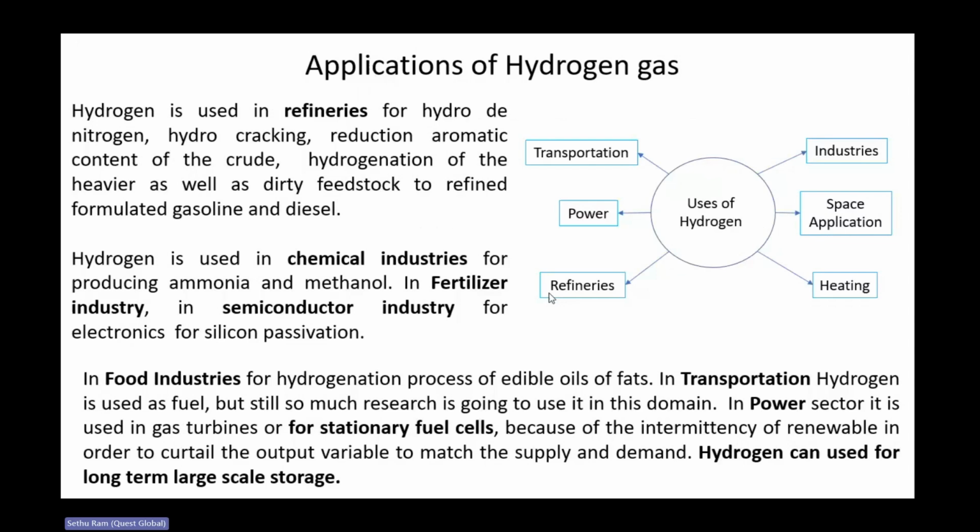So hydrogen gas has a wide variety of applications, like in industries, transportation, space applications, power, refineries, and heating. A few things I have explained here, like where it is used in industry. It's used in refineries for hydrodenitrogenation, hydrocracking, and reduction of aromatic content of the crude. These are the applications in refineries, and it is also applicable in chemical industries, to produce ammonia and methanol.